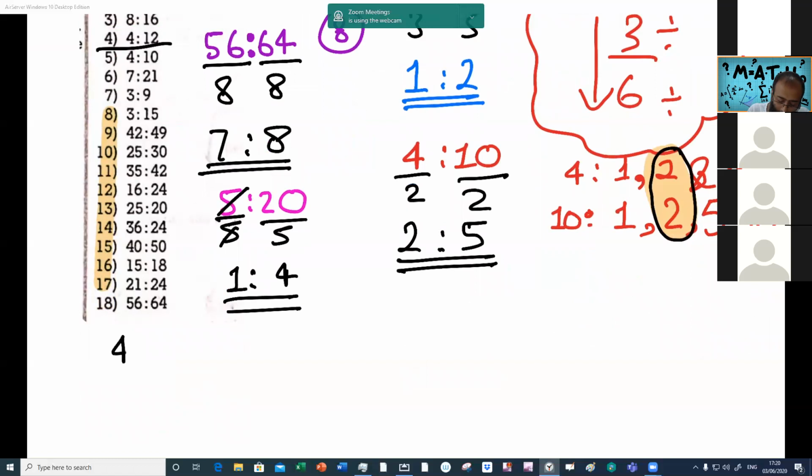Okay, Ibrahim, this one here now. 4 ratio 12. What's the biggest number that 4 and 12 will go into? 4. I mean, yeah, 4. Absolutely right, 4. That'll give you 1 ratio 3.